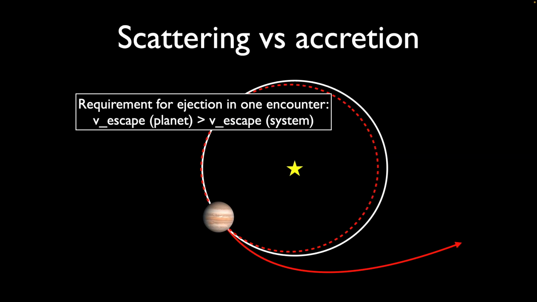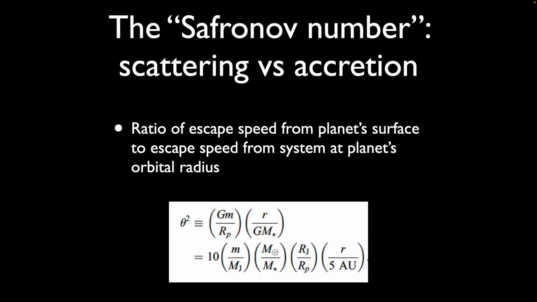So these two quantities, the escape speed from a planet's surface and the escape speed from the star at that distance, are the two key quantities in terms of what controls ejection versus growth. That ratio is often called the Safronov number because it was first come up with by Viktor Safronov back in the 60s. It's often called theta or theta squared, because then you can get rid of some square roots. People like to square it because square roots suck.